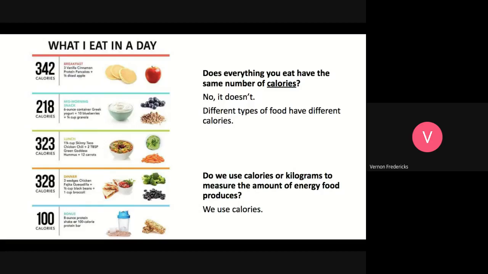Okay, for mid-morning snack, a snack is between breakfast and lunch, or between lunch and dinner, yeah? But that's a snack, okay? Different types of food have different calories. Okay, next question. Do we use calories or kilograms to measure the amount of energy food produces? We use calories, okay?